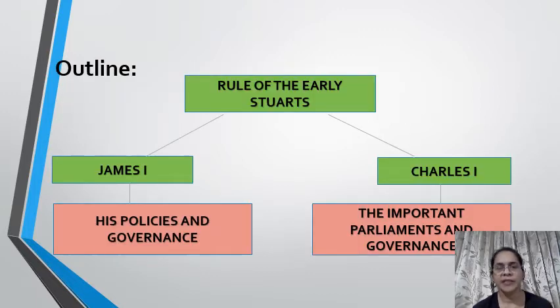So now I will give you an outline of the topic that we will be discussing today. With regard to the early Stuarts, we have two of them, that is James I and Charles I. In this topic, we will be discussing the policies and governance of both of these early Stuart rulers, James I and Charles I, and mainly we will be discussing how they behaved with their parliaments.